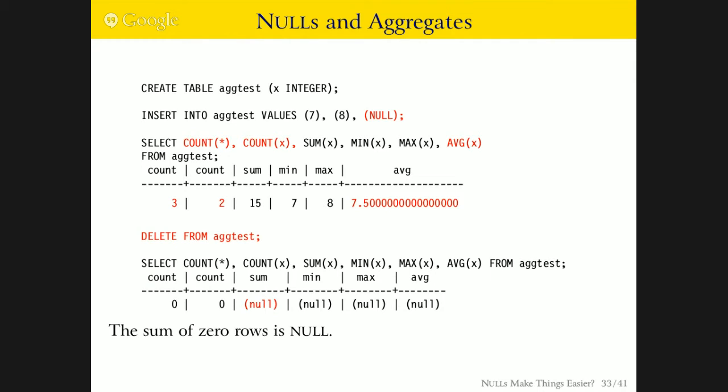Then it gets a little more interesting. We delete all of the rows from the table, and we run it again. So on an empty table, select count star from an empty table is 0. Count on the column X is 0, but the sum is null, and the max is null, and the average is null. So why is this? I don't know. I have really trouble figuring that out. Why these aren't 0?